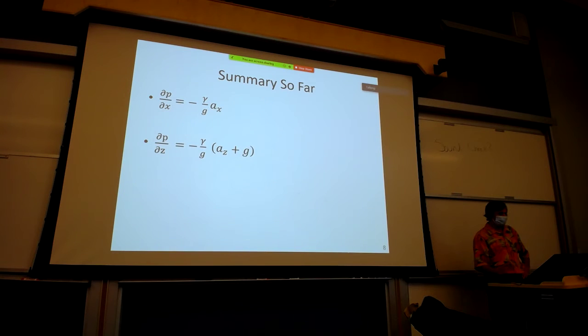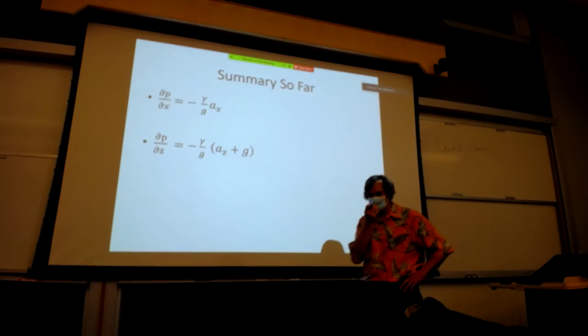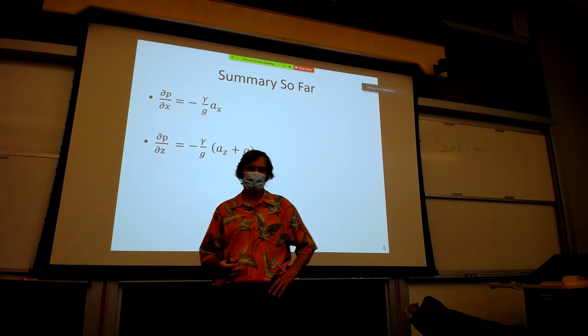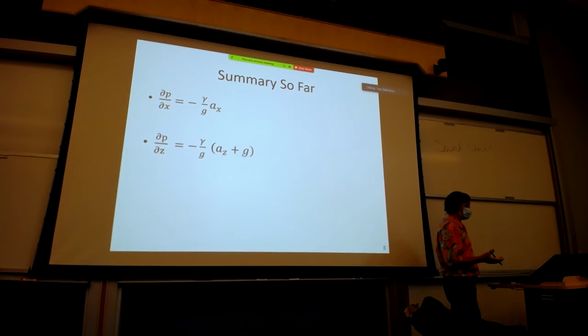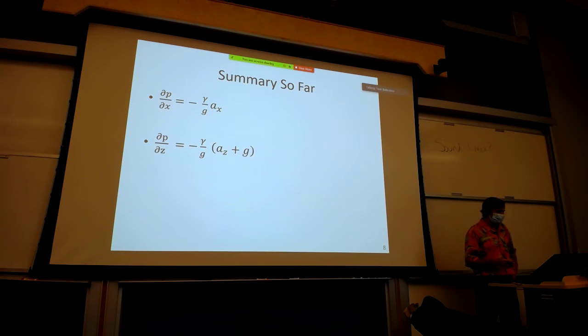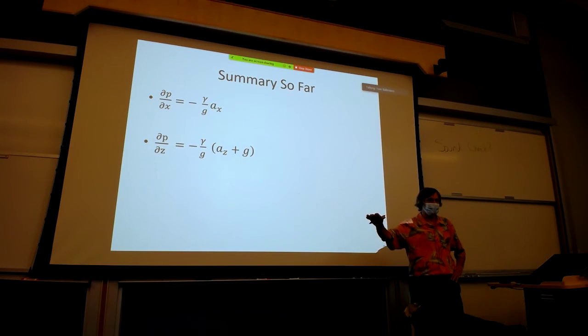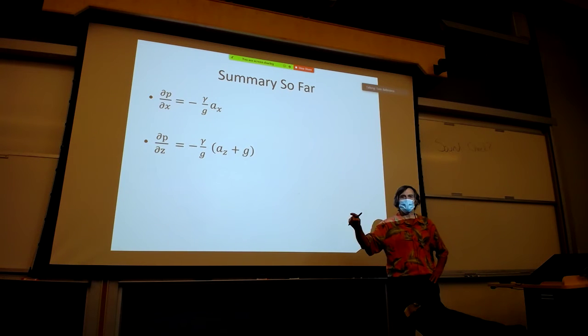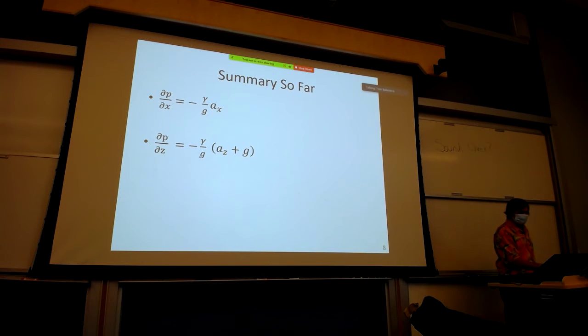So here's our summary. And again, I don't hold you to derivations. This is where we are. We're not at the end yet. What we found by looking at the sum of forces in the x direction equals mass times acceleration is that dP/dx is minus gamma over g ax. All that says is if you have horizontal acceleration, now when you move horizontally, you will be changing pressure. We'll quantify it. The other term, dP/dz, is minus gamma over g times az plus g.